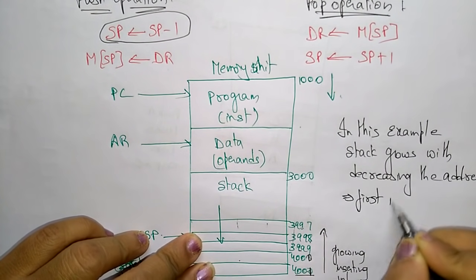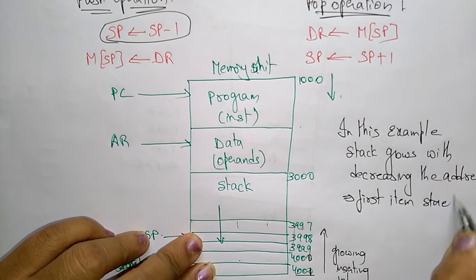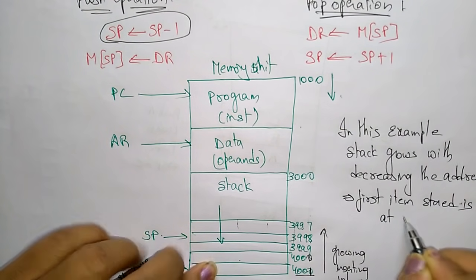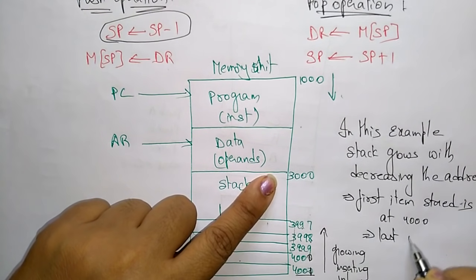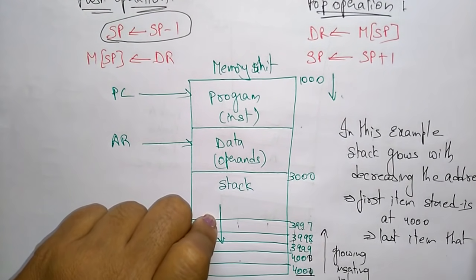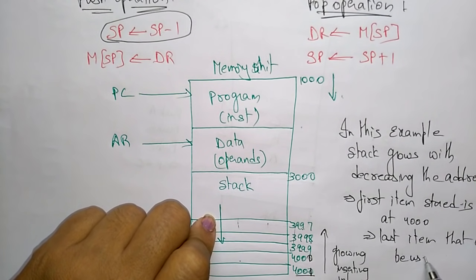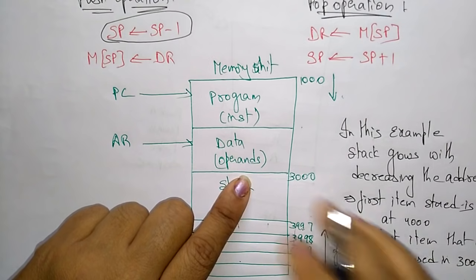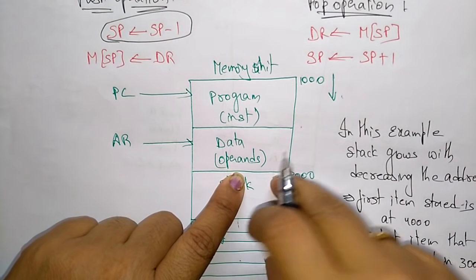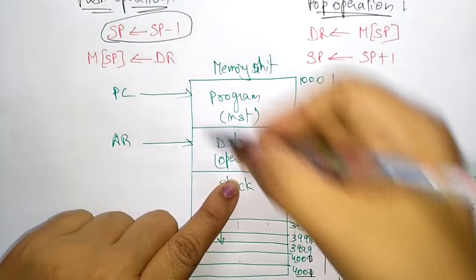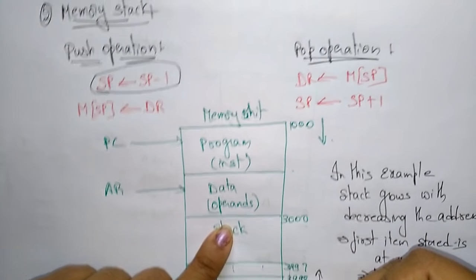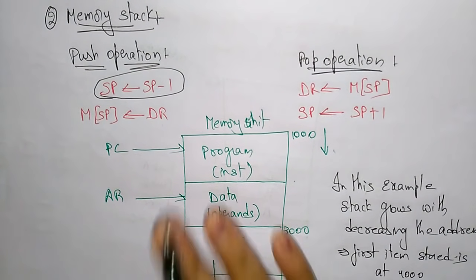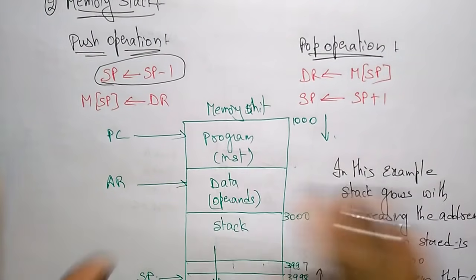The first item is stored at address 4000. The last item can be stored at location 3000, so data can be stored up to location 3000. After that, the stack is full. The address has to be decremented while you are pushing data into the memory unit. So this is the difference between the register stack and the memory stack.